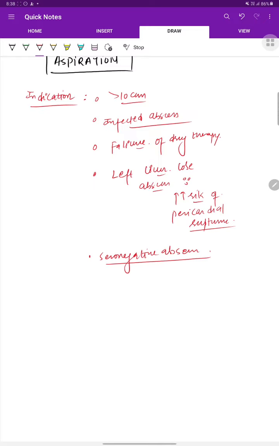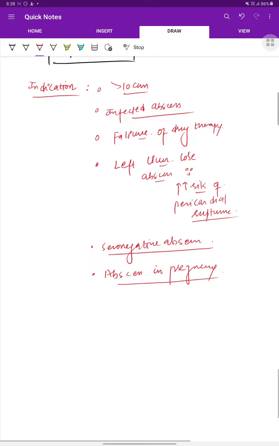Seronegative abscess and abscess in pregnancy, as the drugs cannot be used in pregnancy. Okay, these are some of the indications.